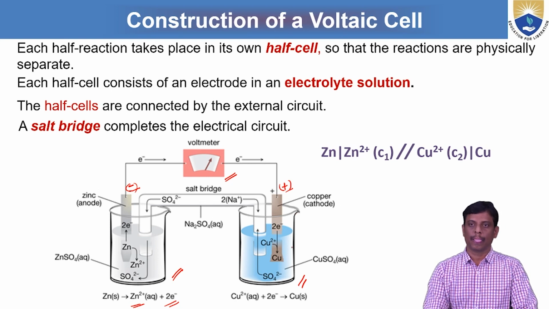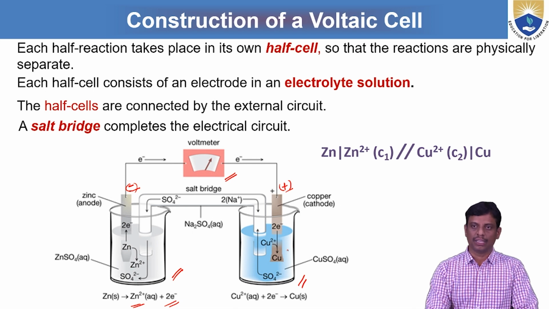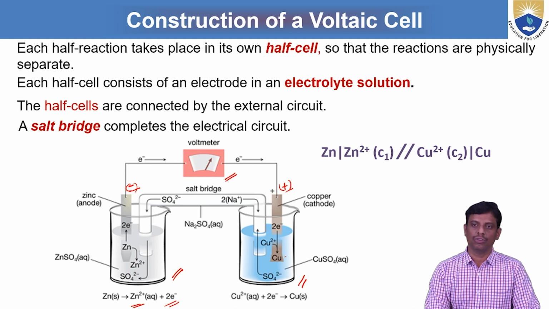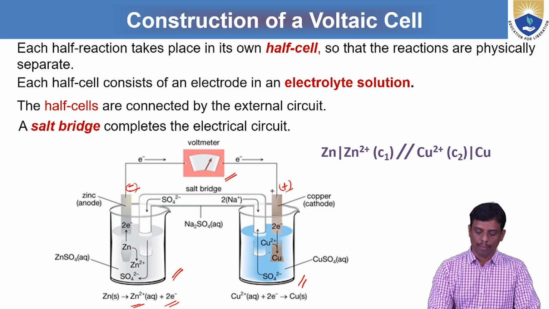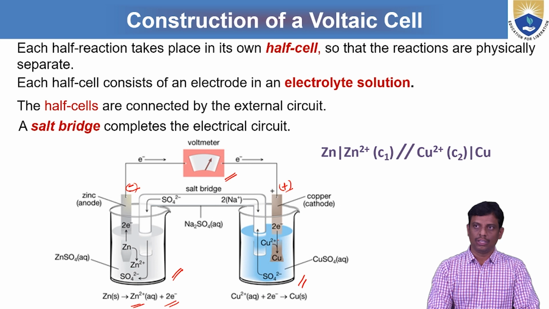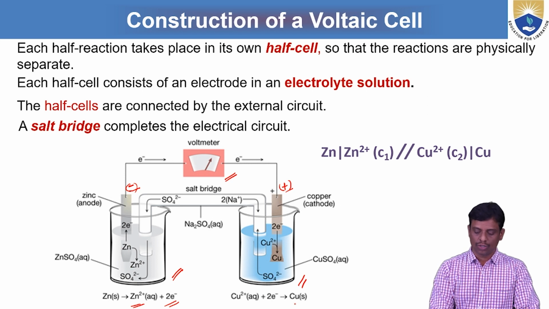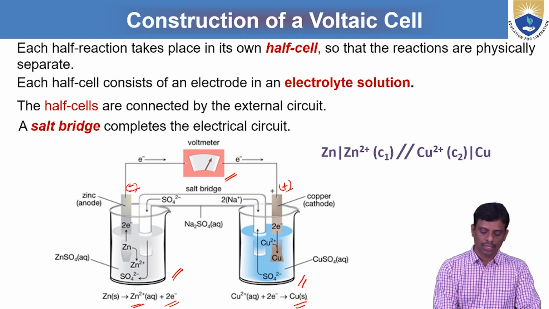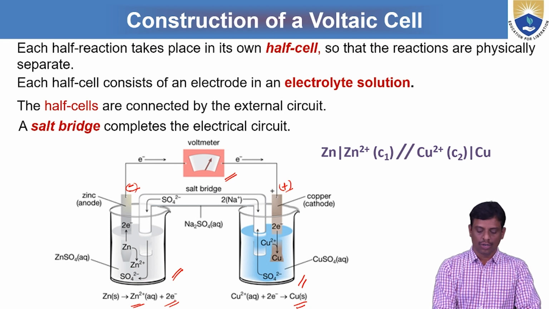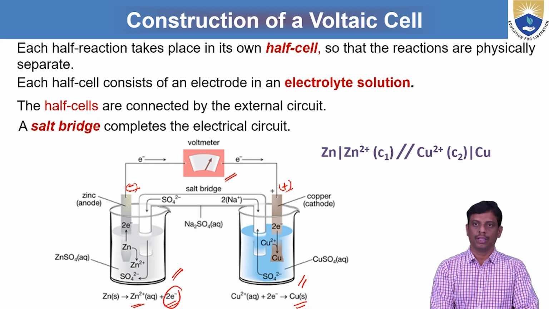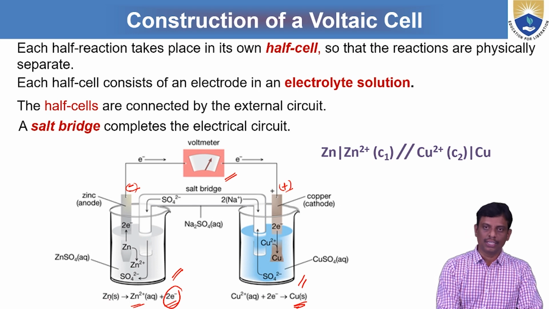At this cathode, the copper sulfate solution, which is the electrolyte, dissociates into copper 2 plus ions, which gain the 2 electrons and are converted to copper. So zinc goes through oxidation and releases the electrons. Copper 2 plus ions gain those electrons and are converted to copper solid. Where the oxidation takes place, that electrode is the anodic electrode.